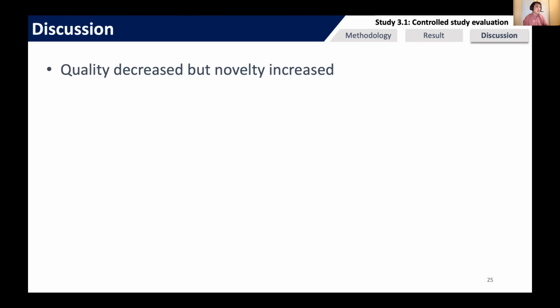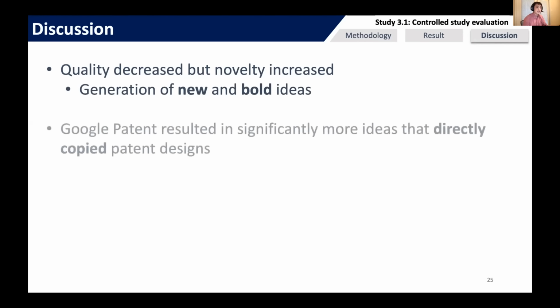On the other hand, the novelty of ideas increased using the Bayesian tool or Google patent. This means that they were able to generate solutions that were more uncommon within the design solution space. So taking this all together, we can see that both Bayesian tool and Google patent help designers to generate new and bold ideas. The second discussion point is that Google patent resulted in ideas that directly copied the patent designs.